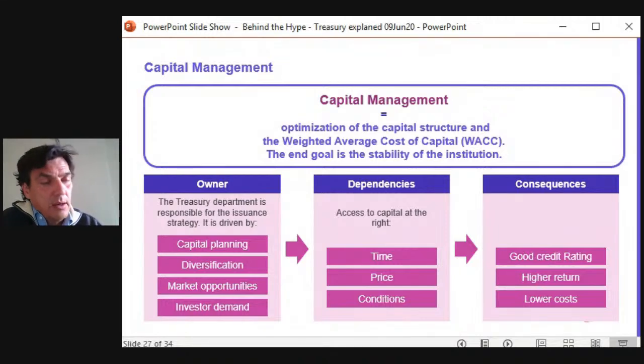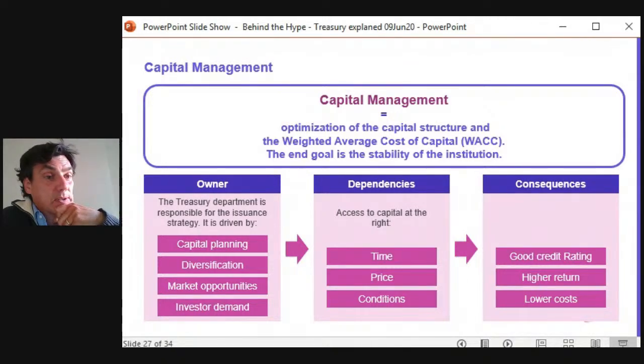So maybe the interest rate curve has a shape where the 5-year is all in all slightly less expensive than the 10-year, relatively speaking, obviously. And then they will have to know about the investor demand. So again, the Treasury is at the heart of it. And the dependency is obviously the Treasury is dependent on the timing. Okay, is it the right time? And we are back to the liquidity management. They are dependent on the price and the conditions in the markets.